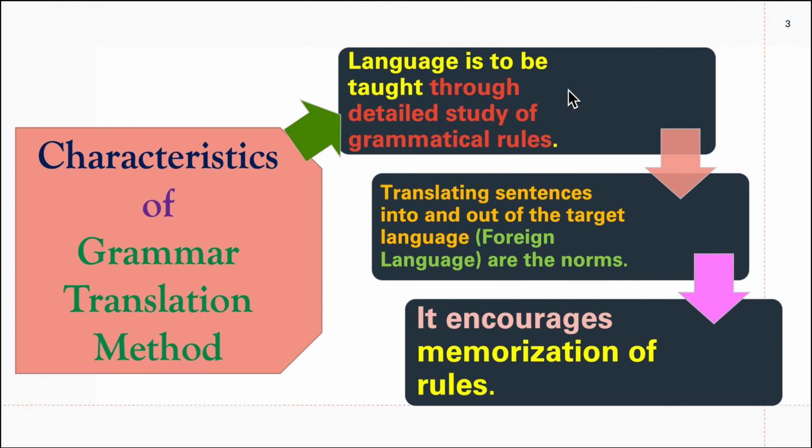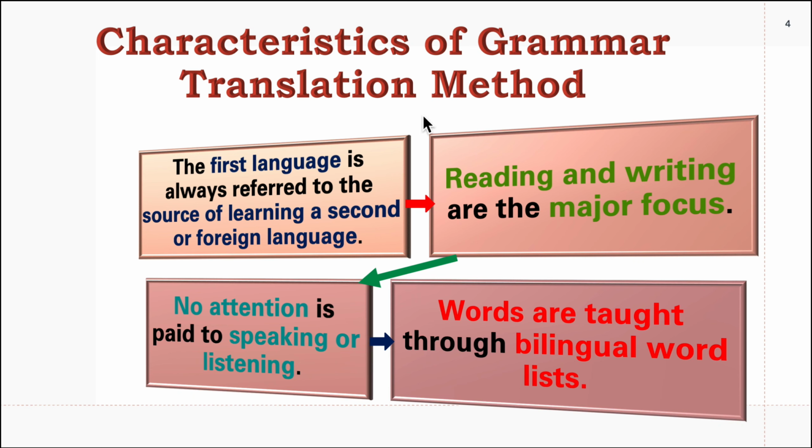Language is to be taught through detailed study of grammatical rules, translating sentences into and out of the target language, foreign language, or the norms. It encourages memorization of rules. Characteristics of grammar translation method. The first language is always referred to as the source of learning a second or foreign language. Reading and writing are the major focus. No attention is paid to speaking or listening.